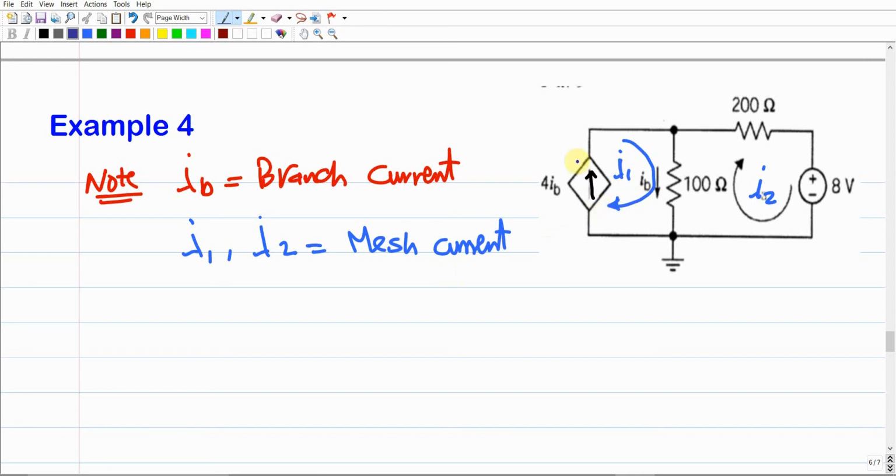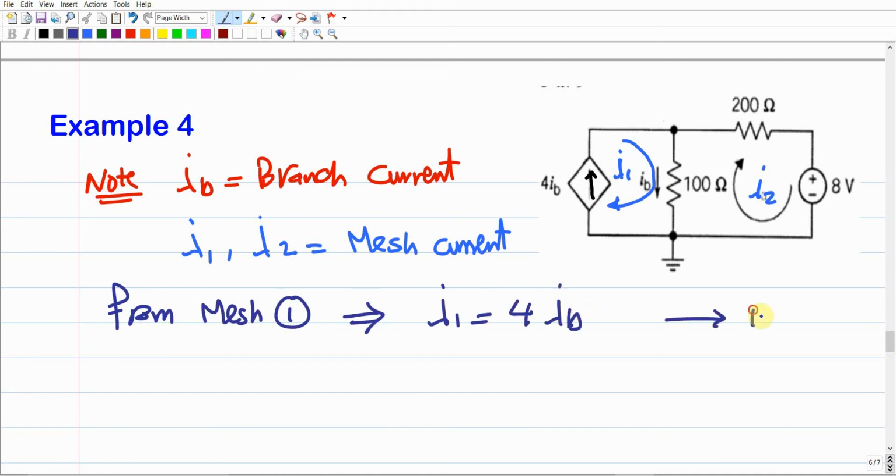Because if I ask you how much is the current over this electrical element, over this branch, it should be I1 in terms of the mesh current. So the branch current over this element, in terms of the mesh current, should be I1. It means that from this first loop, from mesh 1, we're going to conclude that I1 should equal 4IB as usual. And this is going to give us the first equation. Make sense? Now we are interested in how much I2 is. Assume in the beginning that IB is given. So I1, I got it, that's it for now.